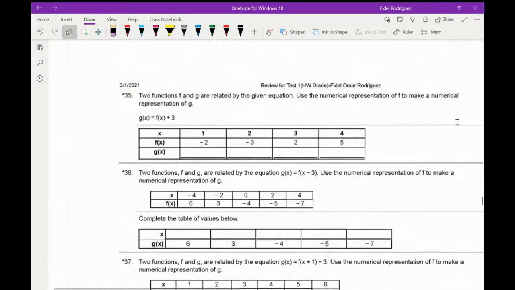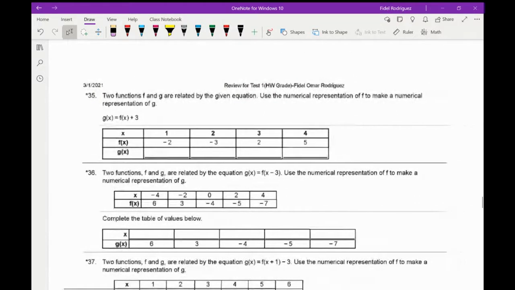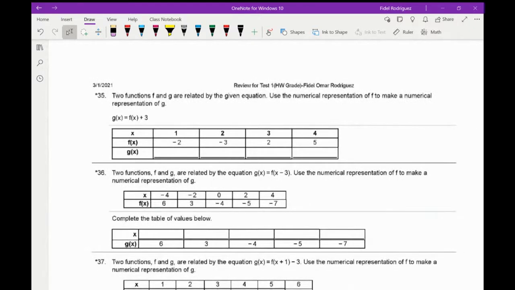35. Okay, all right, so let's take a look here at 35. It says two functions f and g are related by the given equation. Use the numerical representation of f to make a numerical representation of g. Okay, so as I go through this problem, guys, I'm going to stop sharing the screen so I can share the formula sheet with you one more time. And Jose, I'll get to your question in 1 second too. I know you got your hand up. So let me share the formula sheet with you guys.